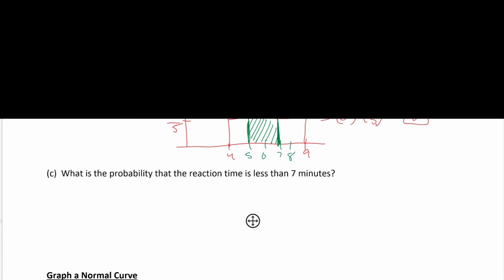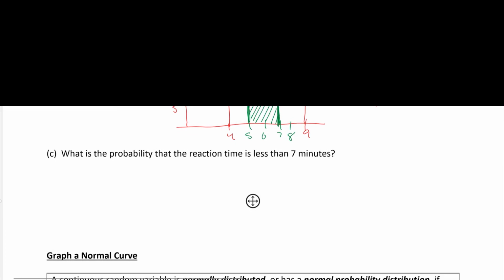Here's another one. What's the probability that the reaction time is less than 7 minutes? All right, so let me go ahead and reproduce this graph again. We have 4, here we have 9.